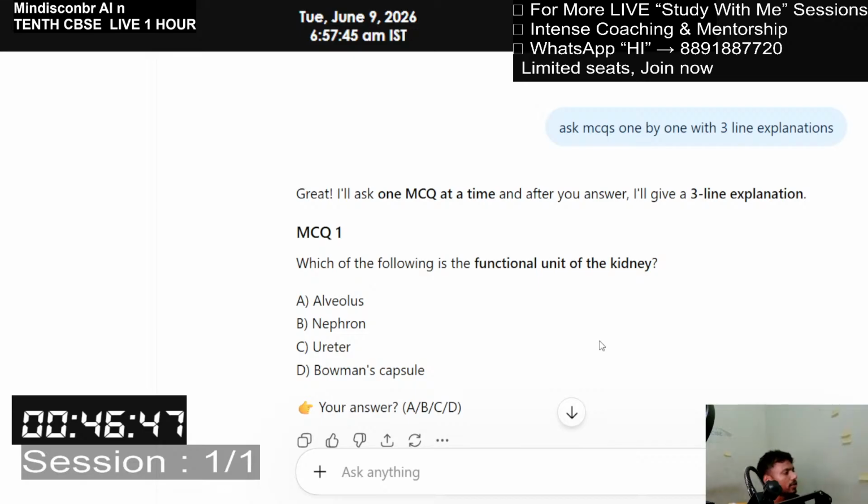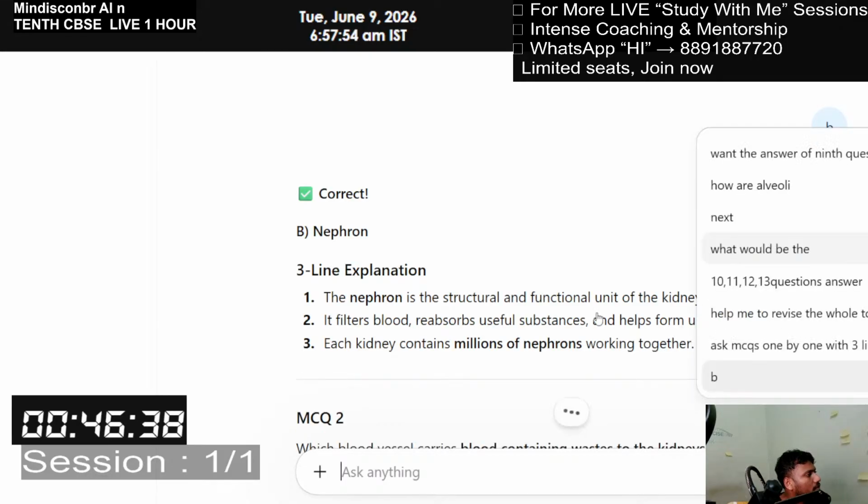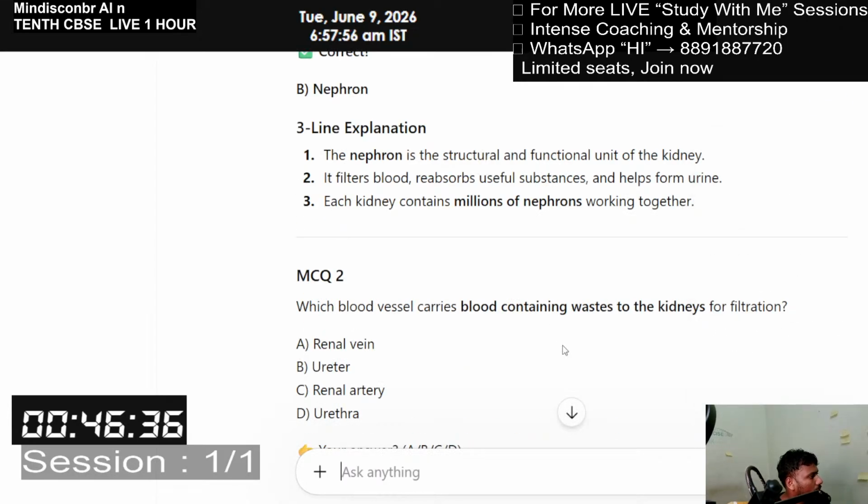Which of the following is the functional unit of kidney? Nephron. The nephron is the structural and functional unit of kidney. It filters blood, reabsorbs useful substances, and helps form urine. Each kidney contains millions of nephrons working together.